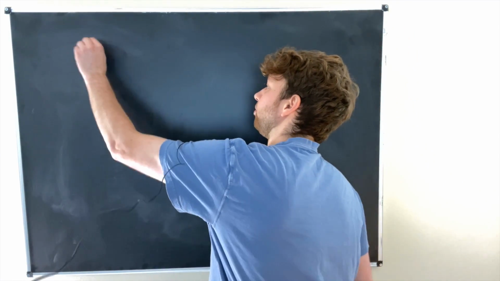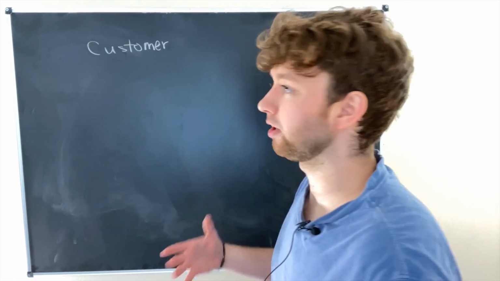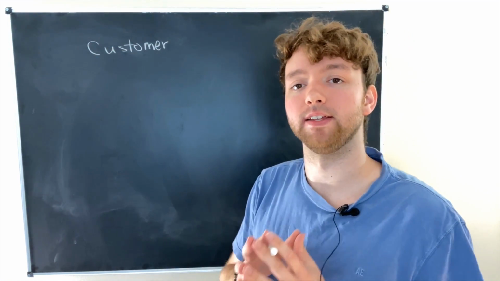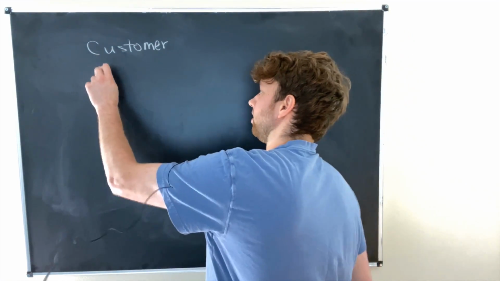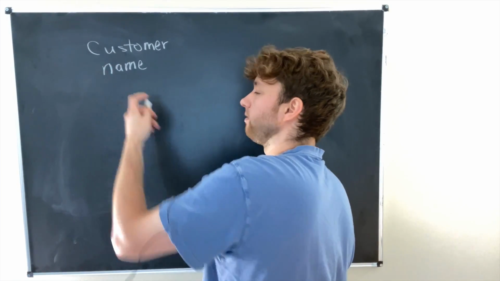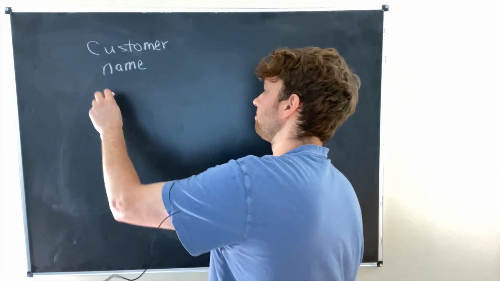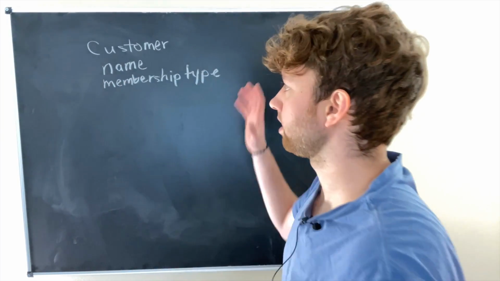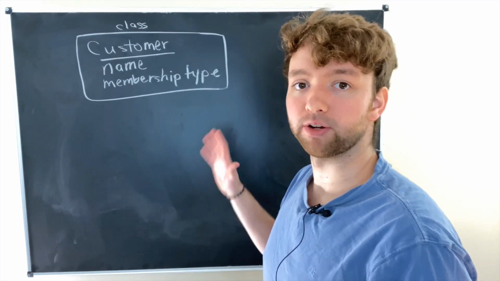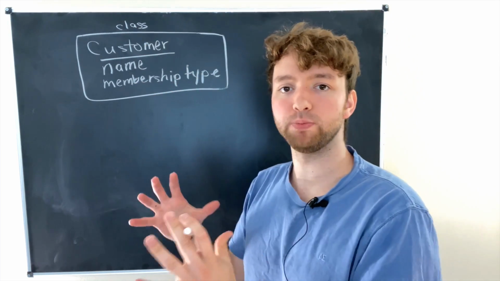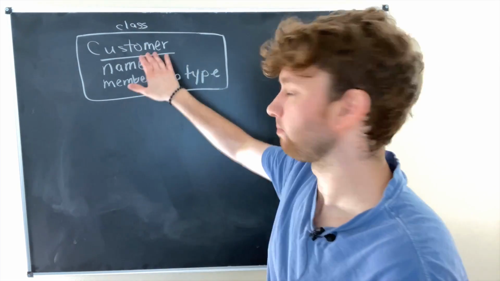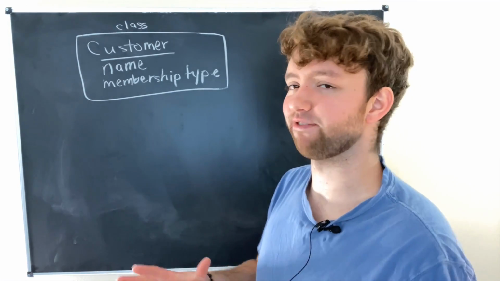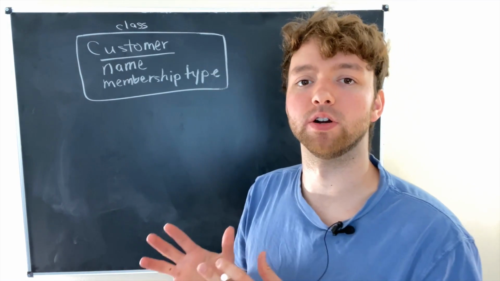So let's go through an example here. If we want to write software to work with customers, we could create a customer class and then give it attributes, such as the customer name. Or let's say you had some kind of subscription website or something, you could have the membership type. So this is an example of a class. By creating our own classes, we can group things in logical units, customers in this case, and then we can instantiate, very fancy word, this class into what are known as objects.